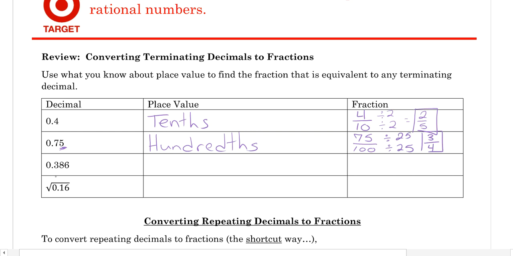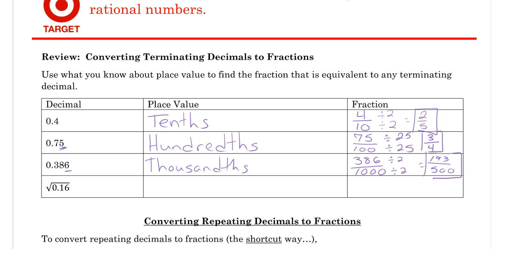Looking at the next example, we have 0.386. The 6 is in the thousandths place. So I would write all the digits after the decimal, 386 over 1,000. Both of those values are even, so I'm going to go ahead and divide by 2. And 386 divided by 2 is 193 over 500. And that is in simplest form.